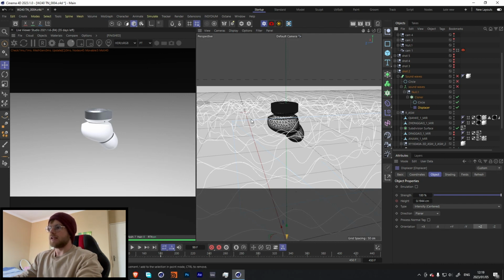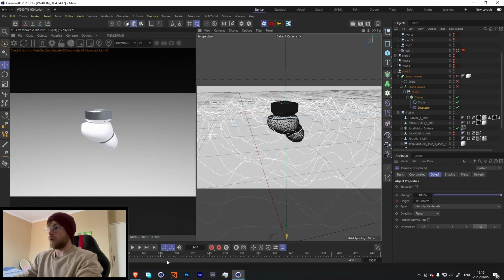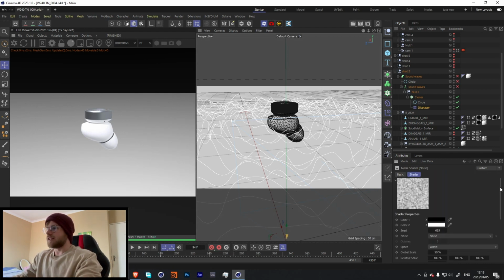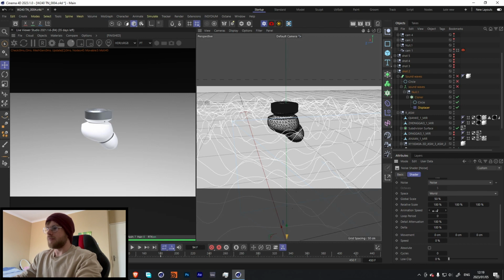All I'm animating is the height. I think it starts at about 1.2 centimeters, then it just goes down to zero so that it's wobbly, and then it goes back down to zero. I think with the shading, it's literally just a noise that is animated. Yeah, animated speed. So that's what gives it that kind of moving thing. It's a very simple way to just get this procedural looking motion over here.